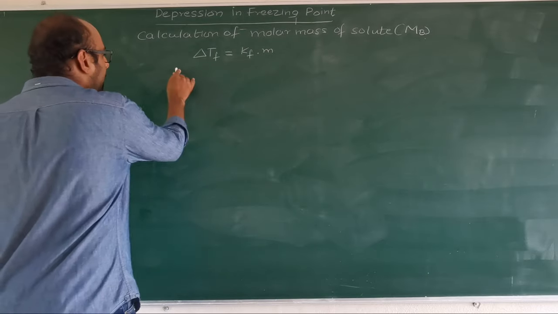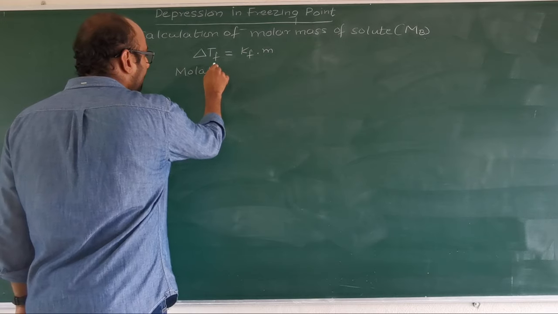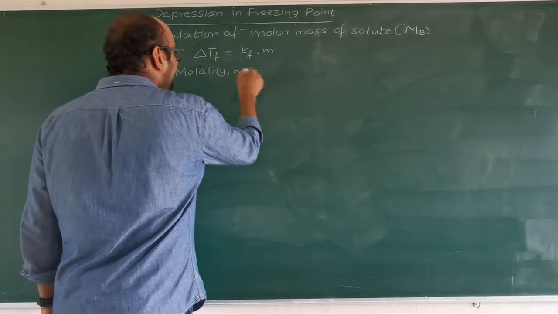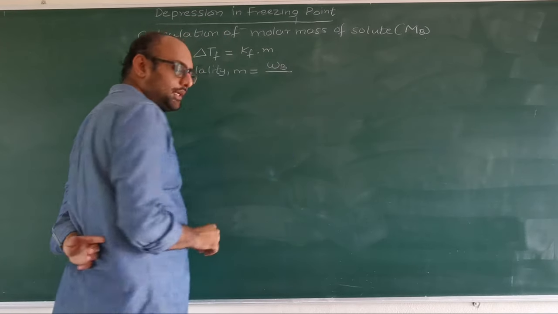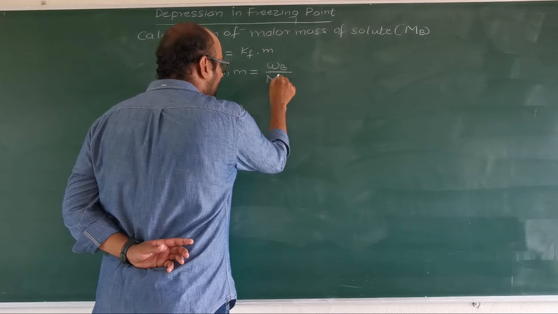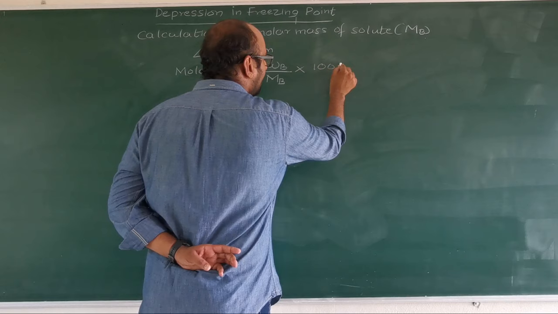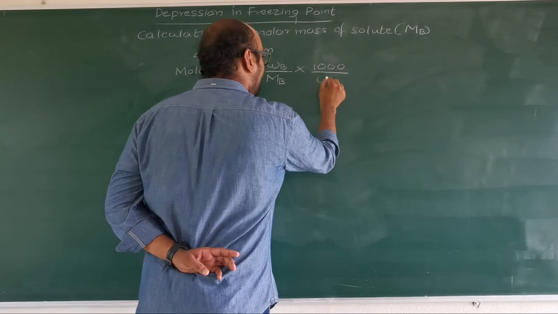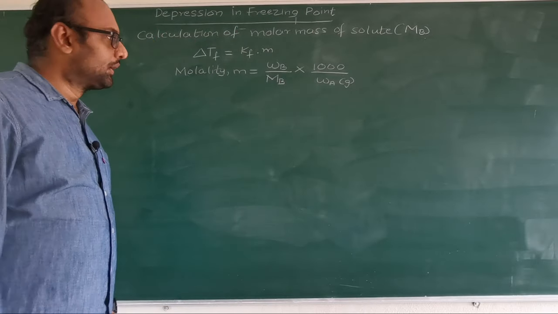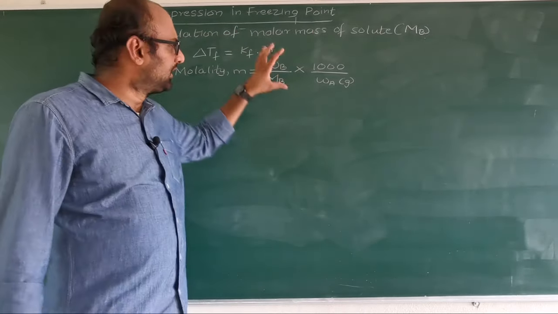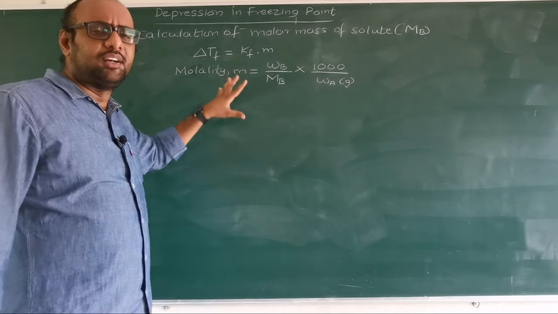You know the formula of molality. Molality m will be equal to mass of solute, that is WB, divided by molar mass of the solute, that is MB, multiplied by 1000 divided by mass of solvent in grams. Okay, this is the formula for molality. You already studied this in the previous year, and this year also, in this chapter, you studied this.